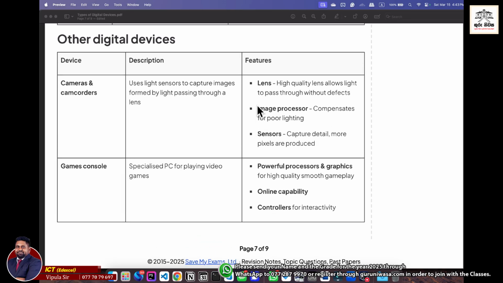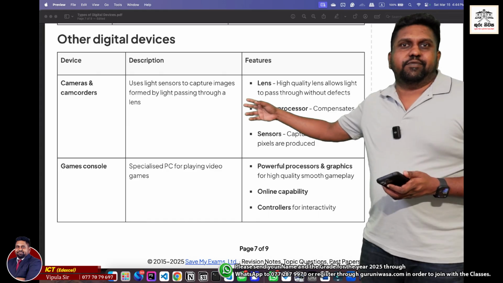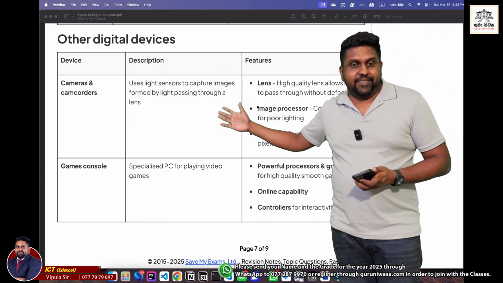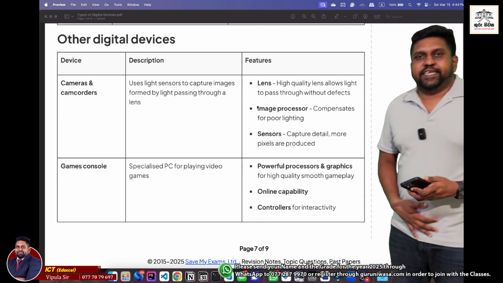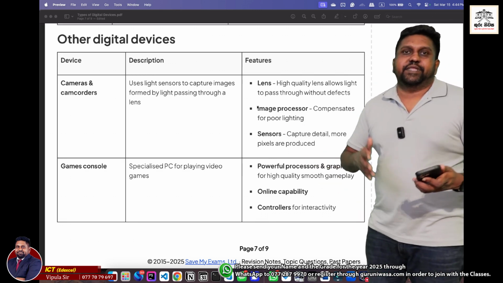Then we talk about a few other digital devices. These also fall under the same concept of a mobile digital device, but they do have a different set of features. An example is, if you take a camera or a camcorder, that is basically a prime focused device for that particular task. So what does it do? It basically uses a light sensor to capture the images, right? And then when that image is saved, it has an internal memory, so that the image will be saved.